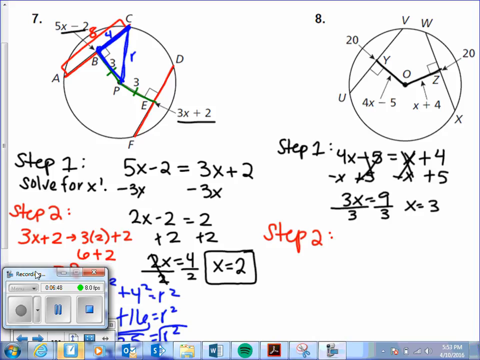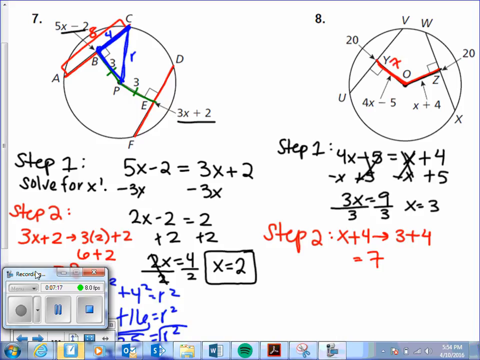I'm going to take that 3 and plug it in. I choose x plus 4. That seems to be the easier one. 3 plus 4 is 7. Okay. Now what you just found is segments OY and OZ. So I'm going to plug that in right here. Okay, these are the two pieces that you just found. I'm going to label that 7.